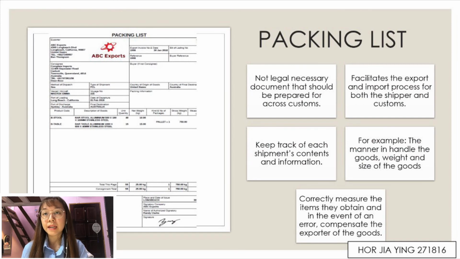Second document is the packing list. The packing list is not a legally necessary document that must be prepared for customs, but it is beneficial to include it in the shipment because it facilitates the export and import process for both the shipper and customs. This document is great to keep track of each shipment's content and information. For example, the manner in which the goods are packed, as well as the weight and the size of the goods in the container. It allows the buyer and seller to correctly measure the items or goods they obtain, and in the event of an error, compensate the exporter of the goods.